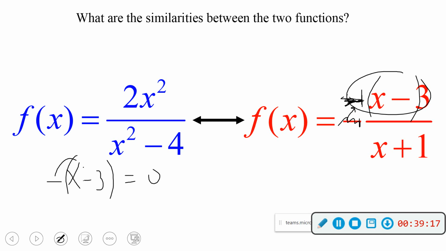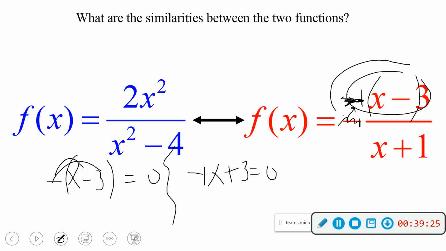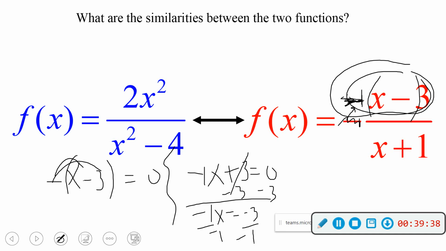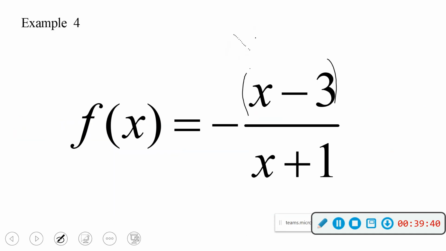So I multiply it, so I have negative 1x, multiply it positive 3, and if you're one of the students that are like, what is she doing? When you take the numerator and you set it equal to 0, you'll find the x-intercept. Subtract 3, negative 1x equals negative 3, and then when I divide by negative 1, I get an answer of 3. So x equals 3, or 3, 0 would be the x-intercept.